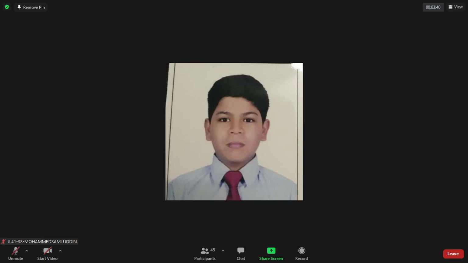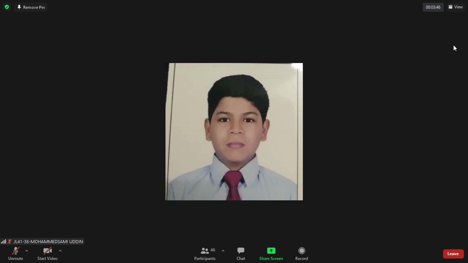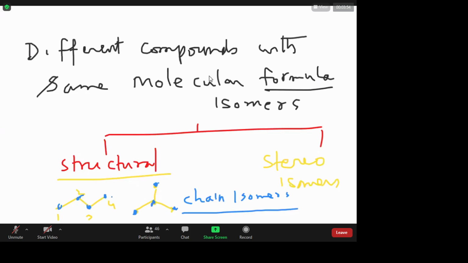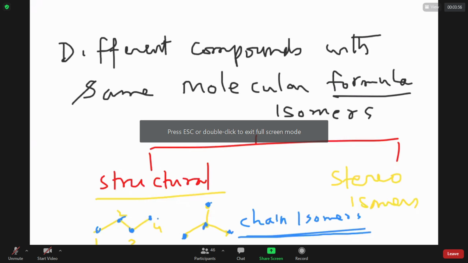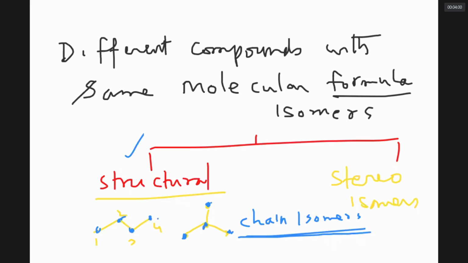Chain isomers differ in the bonding sequence. Here carbon, carbon, carbon, carbon, continuous. Here only 3 carbons are continuous. One carbon is again linked to 3 carbons. There is a tertiary carbon. Here this carbon is linked to only 1 carbon. This is linked to a maximum of 2 carbons. Such compounds which differ in the sequence in which atoms are bonded are called structural isomers.